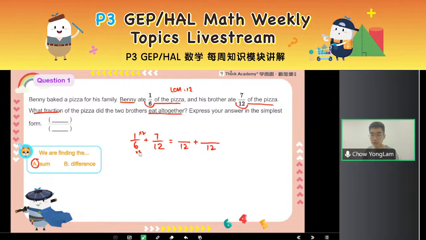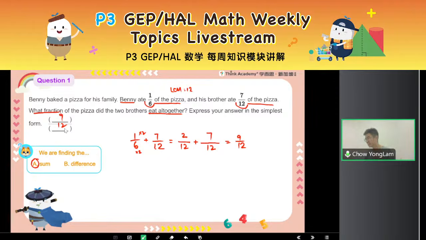Now I know 6 times 2 is 12. So on top, 1 times 2, I should also get a 2. And then 7 over 12, I don't touch it. Then I just add the numerators up. I will get 9 over 12. Now, that means my answer must be 9 over 12.